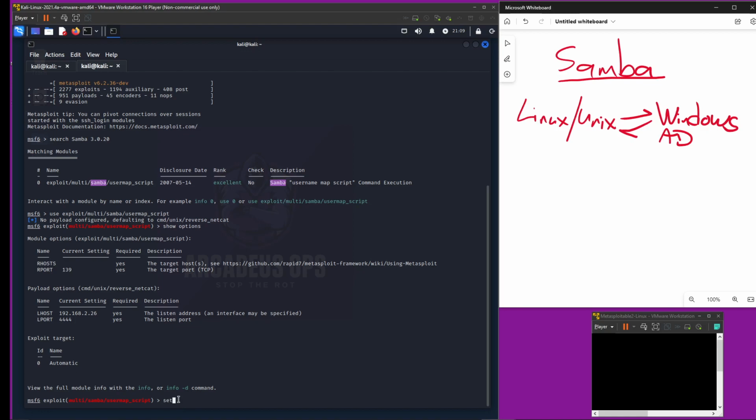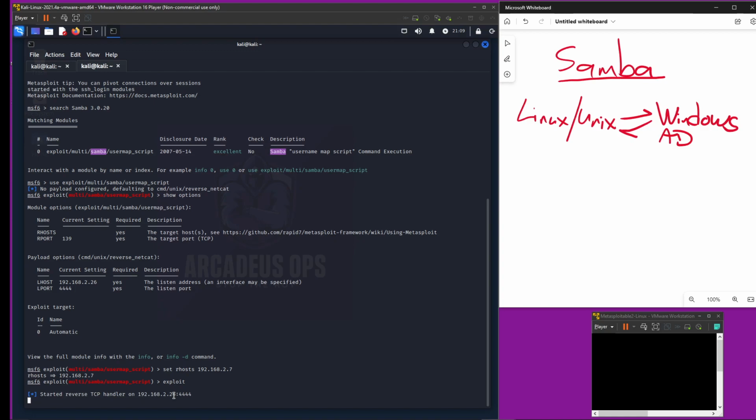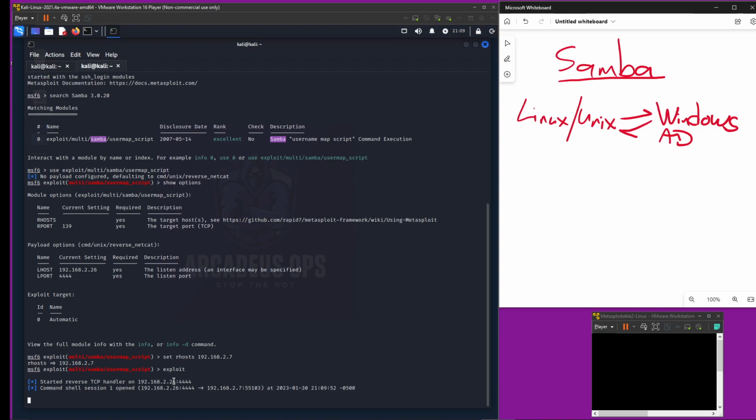So set our hosts 192.168.2.7, which is the IP address of my Metasploitable 2 machine. So bang, there we go. And simply run exploit. Okay, reverse handler. Right. So give it some time to open up a command shell, which it has.